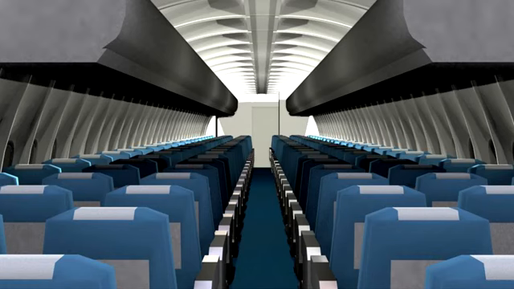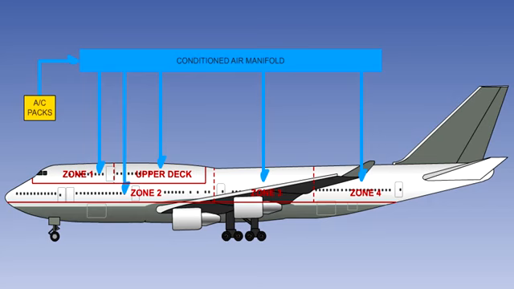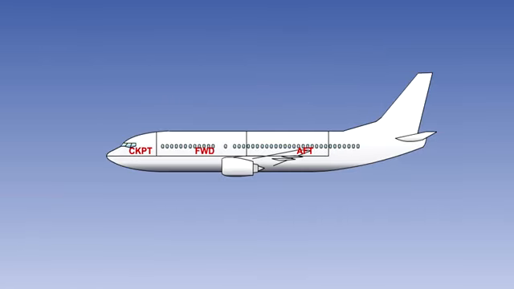In order to avoid large temperature gradients between the extremities of the cabin, it is often necessary to divide the cabin into zones and control the temperature in each zone individually. This control is achieved from the flight deck using zone control knobs or switches. The larger the aircraft, the more zones there will be. The Boeing 747 has 5 zones, whereas the Airbus A320 has 3.